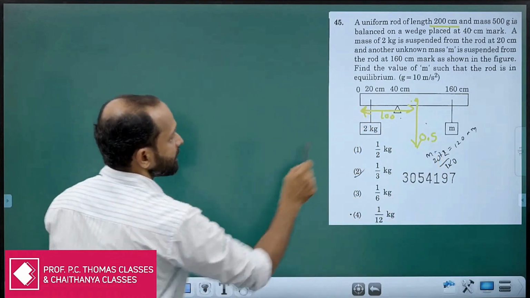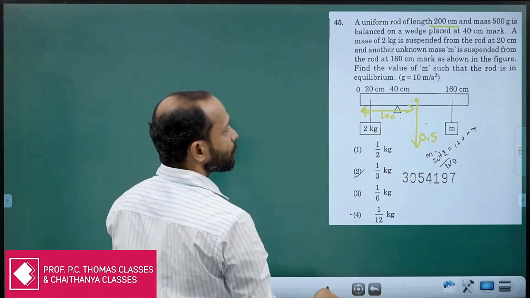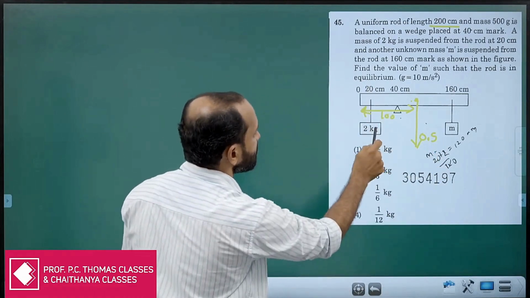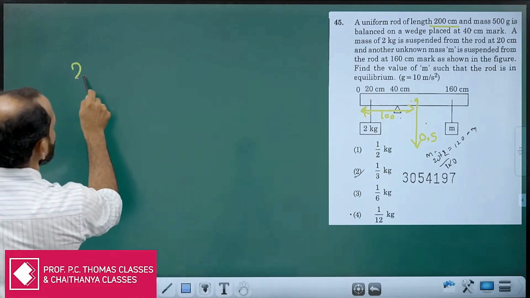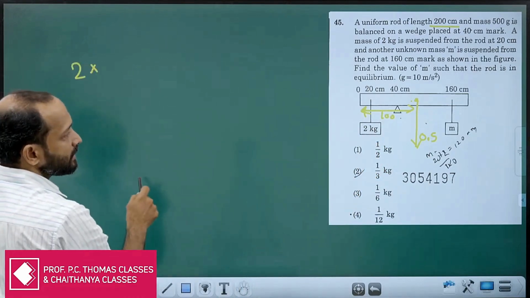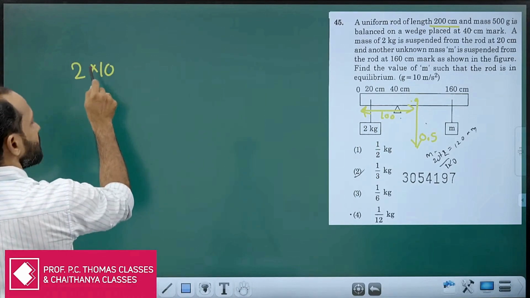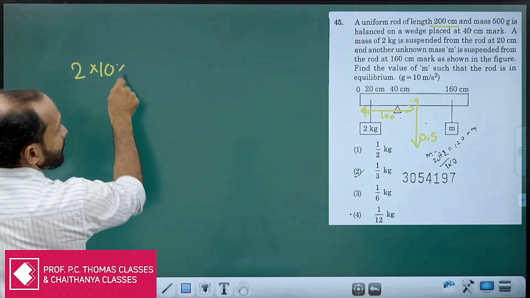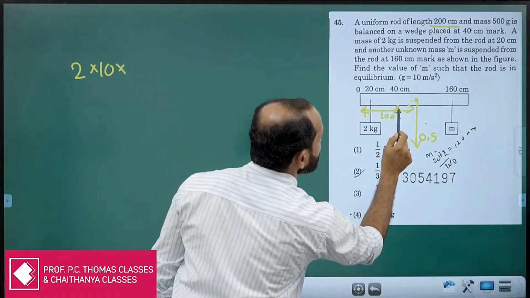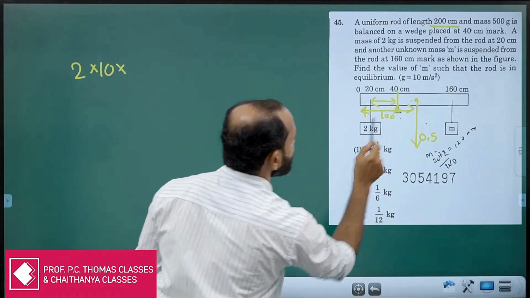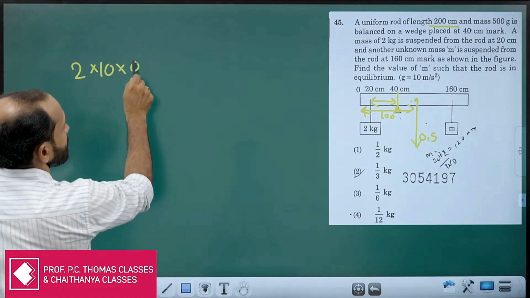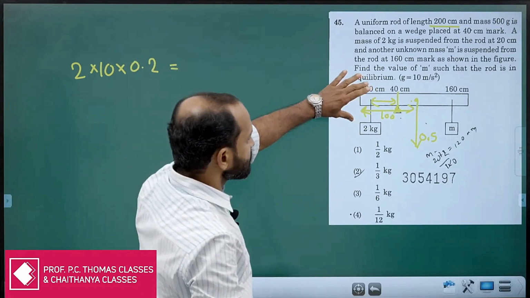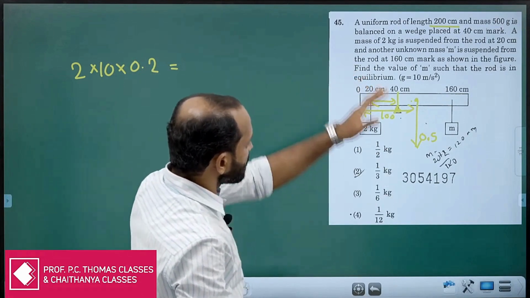Principle of moments: the sum total of clockwise and anti-clockwise moments is to be 0. So the net anti-clockwise moment provided by the 2 kilogram is 2 into, I am not putting G, let us write G as 10. Take G as 10. 2 into 10 multiplied by that distance from the knife edge. What is this distance? That is 20 centimeter, that is 0.2. The anti-clockwise torque is provided by the 2 kilogram.